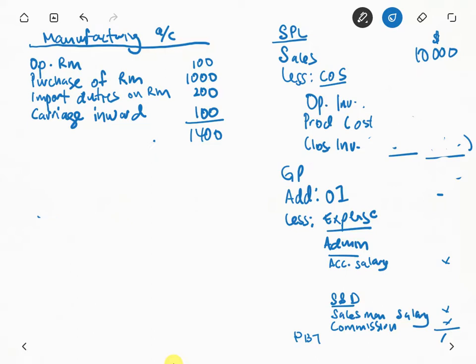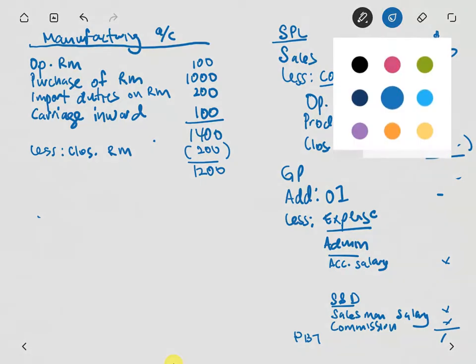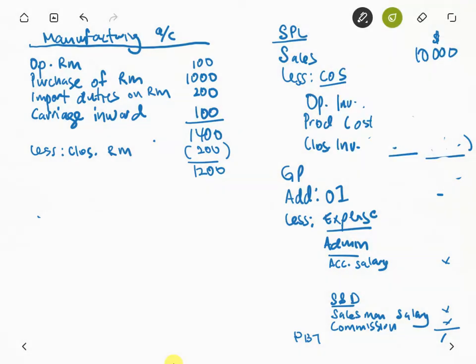Total will be 1,400, less closing raw material cost 200. That gives 1,200. Direct material done. Do we have a name for this 1,200? It's not prime cost. This is only direct material. Prime cost is direct material, direct labor, direct expense. We are only at the first one, direct material. So what's the name for this 1,200?